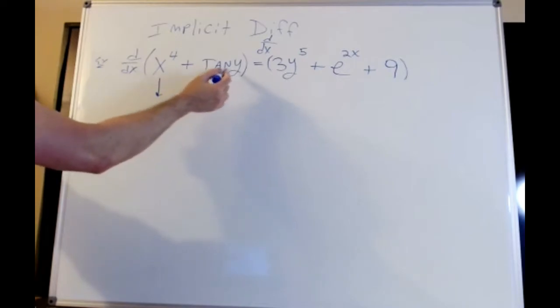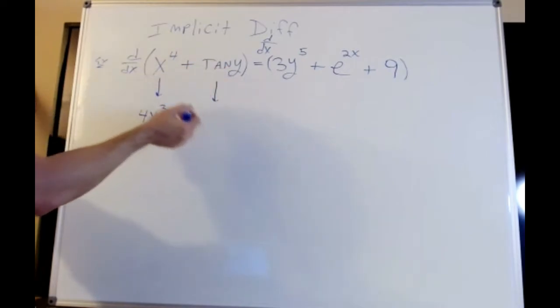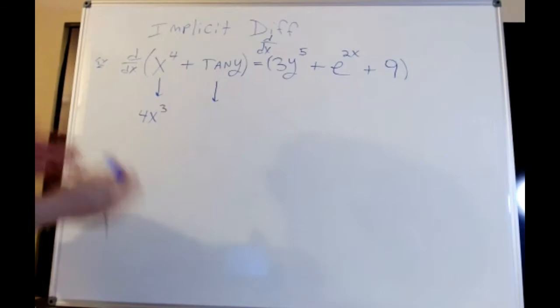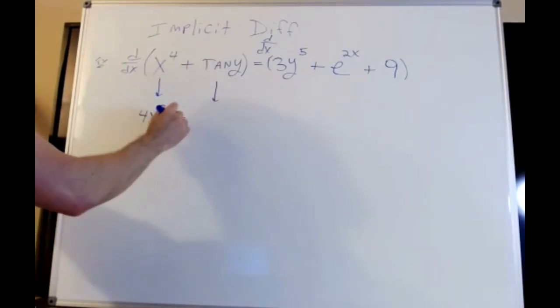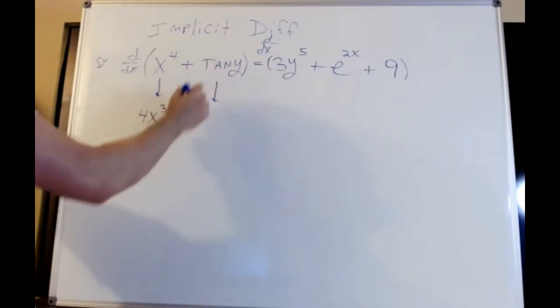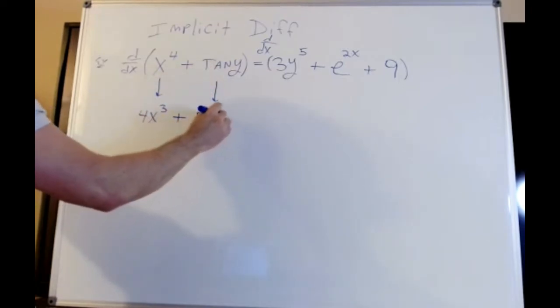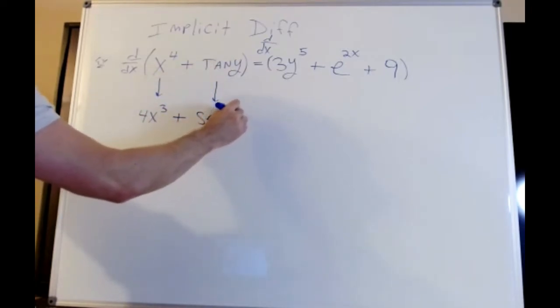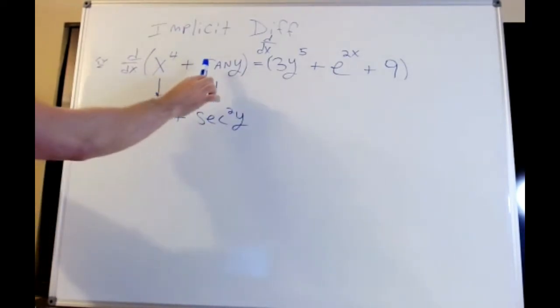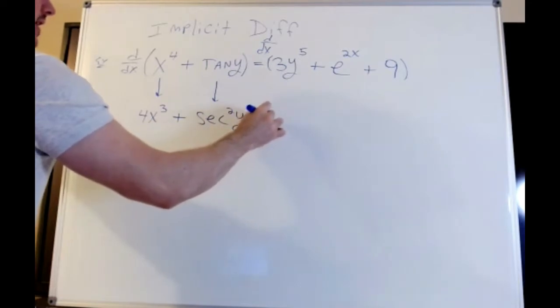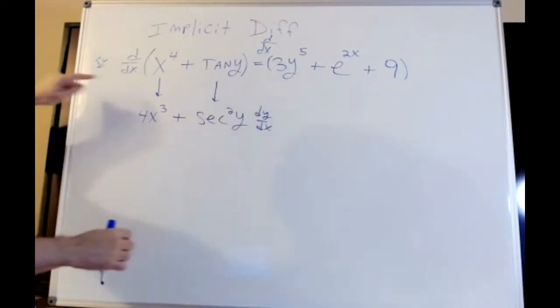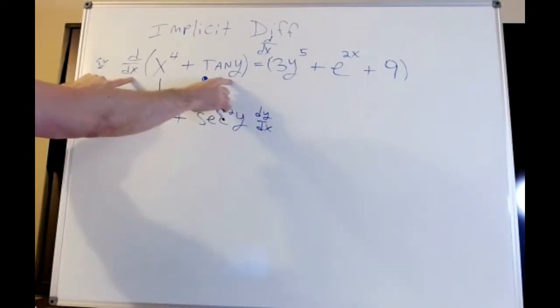If the letter is y, you still take the derivative like you always do. You just multiply it by dy dx. So the derivative of tan y, the derivative of tan is secant squared. Now, you don't have x, you have y. So the derivative of tan y is secant squared y, and then you multiply by dy dx. Why do you do that? Because the letters don't match, and you have to use the chain rule.